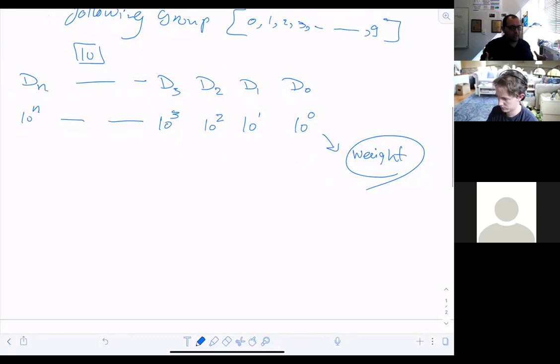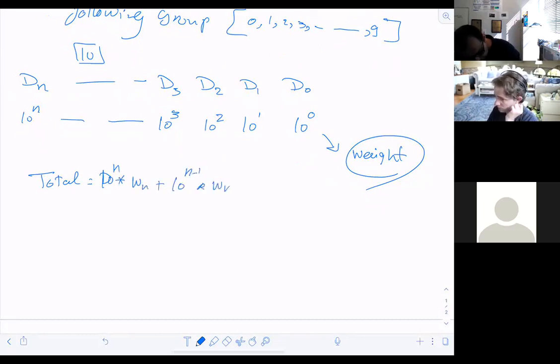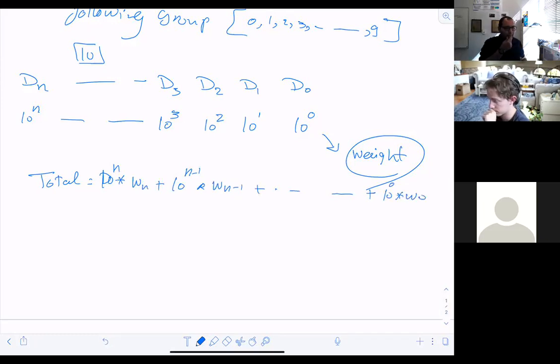If you'd like to make an equation about how this can look, the total is equal to 10 power n times wn, plus 10 power n minus 1 times wn minus 1, up to 10 power 0 times w0. What are this w0, wn, whatever?